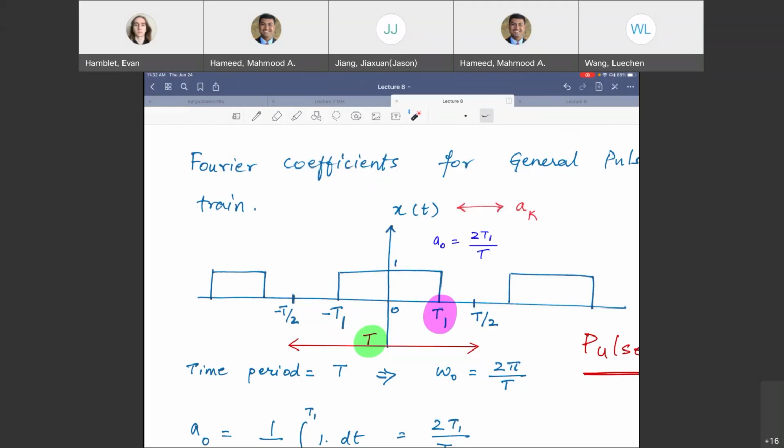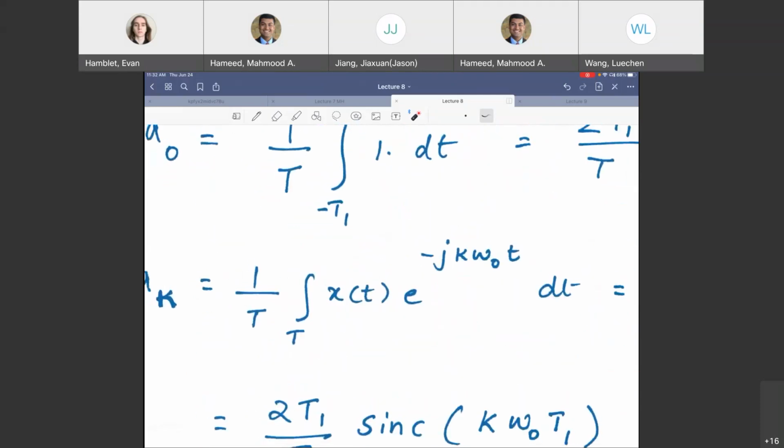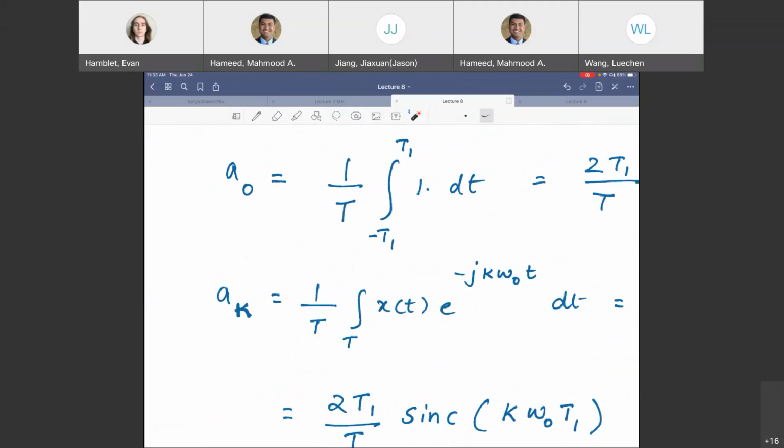Amplitude, you make it bigger or smaller, right? When you make it bigger or smaller, a sub k will become scaled by the same amount. Why? Well, look at this. a sub k equals 1 over T integration of x of t. x of t becomes M times bigger, so a sub k becomes M times bigger, right? It comes out of that integral. Okay, so scaling, I have taken care of it.